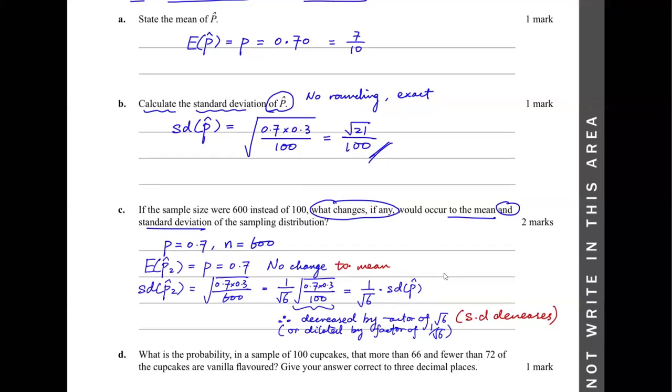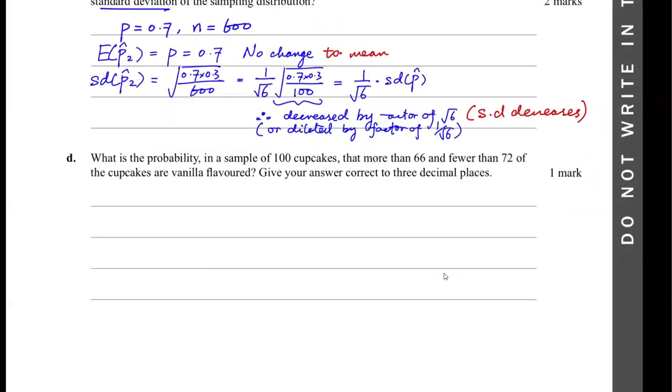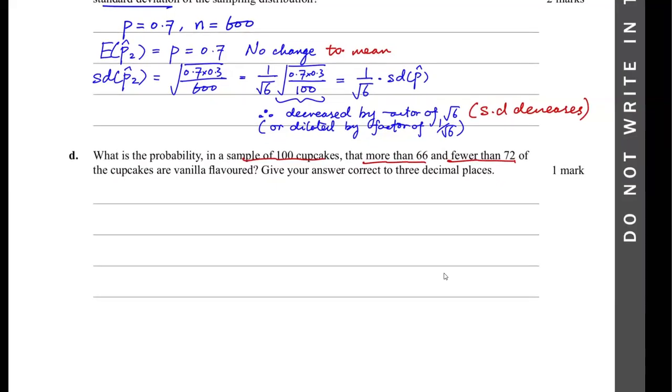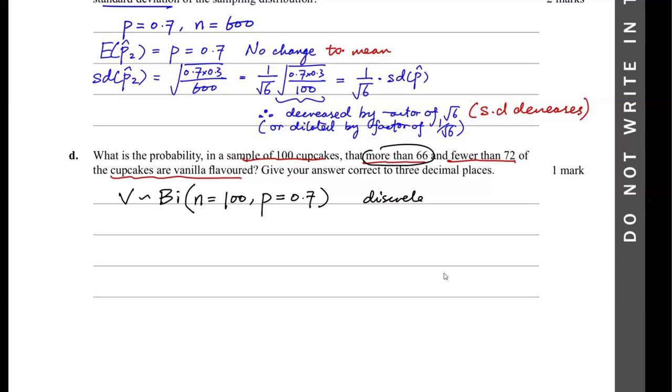Okay, what is the probability in a sample of 100 cupcakes that more than 66 and fewer than 72 of the cupcakes are vanilla flavored? Give your answer correct to 3 decimal places. So let's call this vanilla flavored. Number of vanilla flavored cupcakes is V. This is definitely a binomial distribution. N is 100. Probability of being vanilla flavored is 0.7.